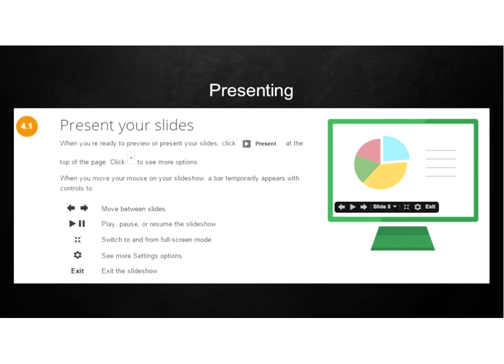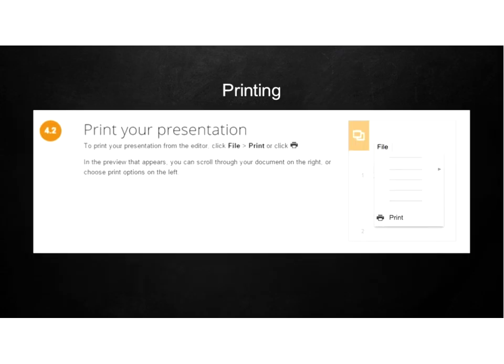Presenting. So when you're ready to preview or present, you'll see in the upper right-hand corner this little present button. So you just click on that, and then you can either use this little menu that pops up to transition the slides or pause them, look at additional settings, or you can just use the space bar or a mouse to move the slides forward and back.